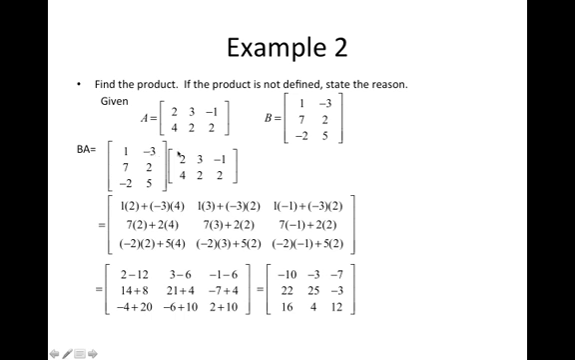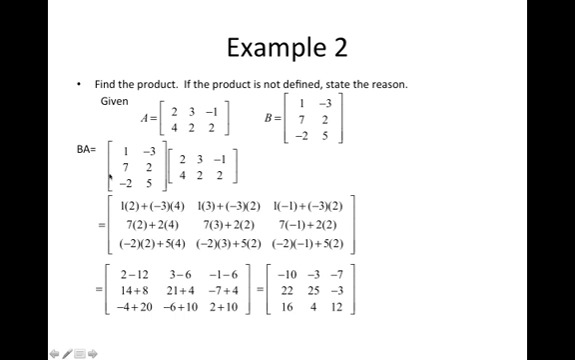Okay, so let's look. We're going to go through that same process. We're going to do this first row times this first column. So 1 times 2 plus negative 3 times 4. And then we're going to do the first row times the second column. So that's going to give us 1 times 3 plus negative 3 times 2. And then we're going to have 1 times negative 1 plus negative 3 times 2. And so we've done the first row by each of the 3 columns.